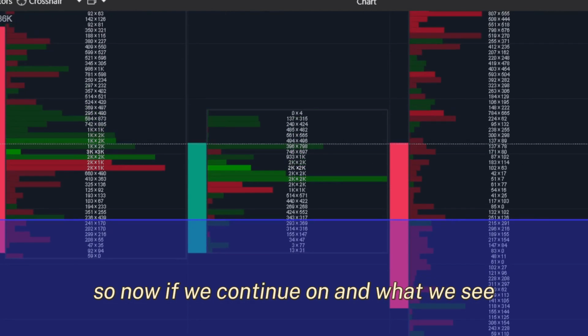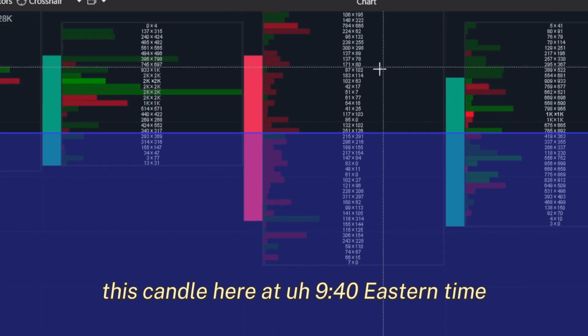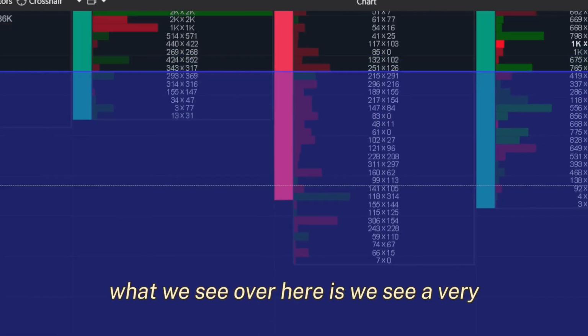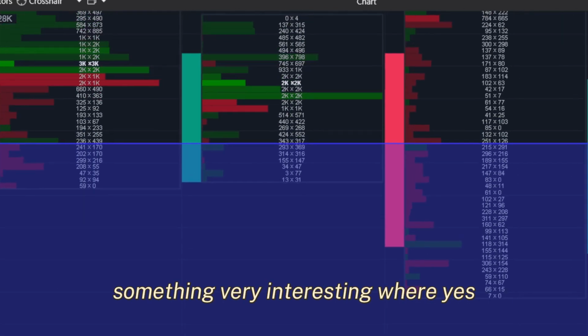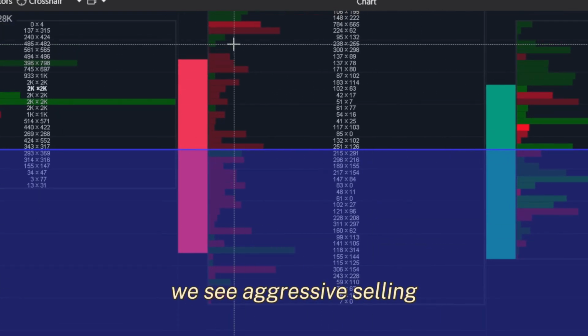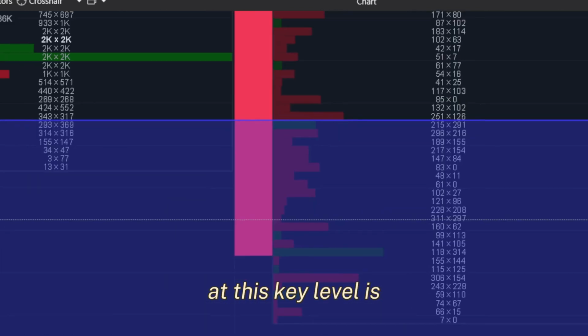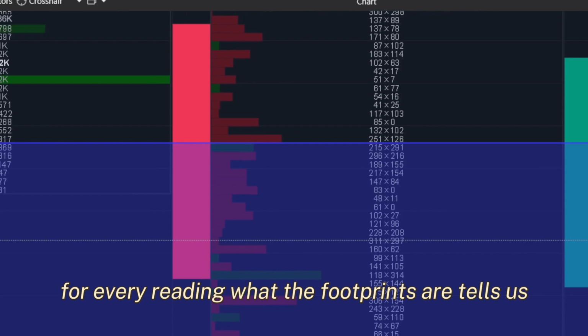Now if we continue on, we can understand how price moves. This candle here at 9:40 Eastern time is very interesting. We're at a demand level, and let's understand what's going on. We see aggressive selling, and the reason we see aggressive selling at this key level is quite simply that we're just reading the order flow. We're reading what the footprint chart tells us.